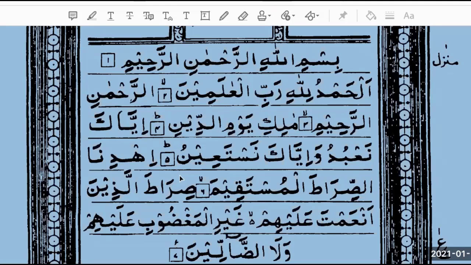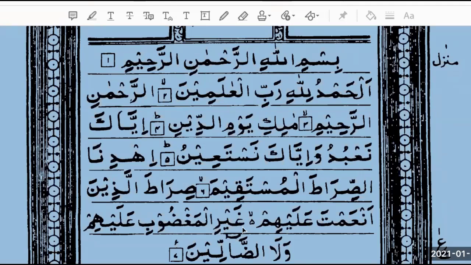Ihdinas siratal mustaqim. Siratal ladzina an'amta alaihim. Ghairil maghdubi alaihim. Is this not a haruful madda here? Yeah, it is. Okay. Should I read it again? Yes, please. Ghairil maghdubi alaihim waladdallin. Jazakumullah. And one more. One volunteer, last volunteer, please.